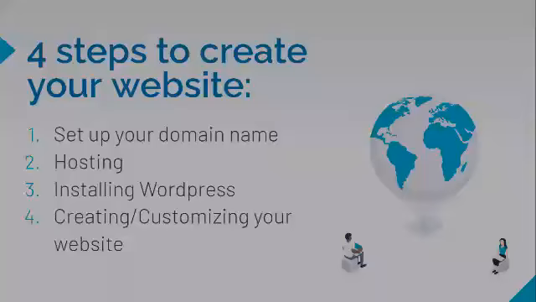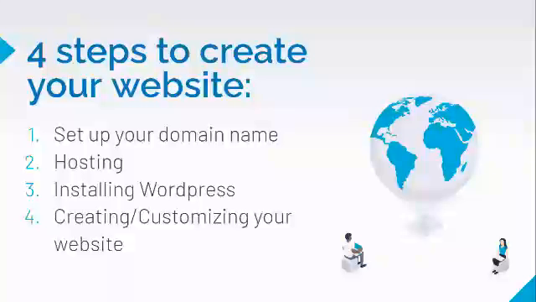Okay, so in general, there are 4 steps to create a website. The first one is setting up your domain name. A domain name is basically your website's name. This is also known as a URL, and for example, Google's domain name is google.com. Yours could be yourname.net, your dad's name.com, etc.